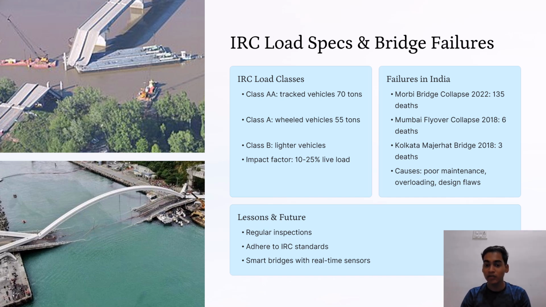So let us talk about some notable failures in India. First is the Mumbai bridge collapse in 2022, which caused about 135 deaths. Second is the Mumbai flyover collapse in 2018, which resulted in 6 deaths. Third, Kolkata Majerhat bridge 2018, 3 deaths. The causes for this destruction and deaths are poor maintenance, also overload, and the most important part is the design flaws.